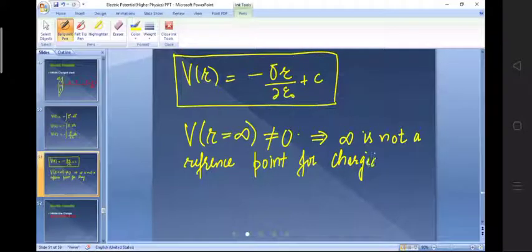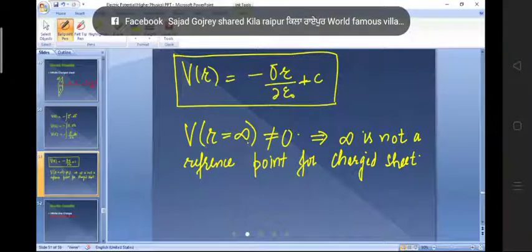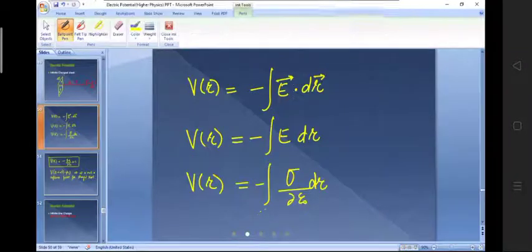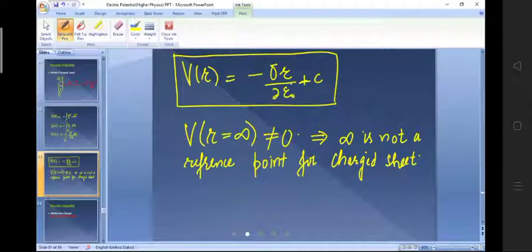Now what about this C, the constant of integration? It will take care of the reference point. I will write down a reference point here, for example point O, and the point R, like this. That reference point is taken care of by this constant of integration, C. Which in turn implies that the electrostatic potential will not be equal to 0 at infinity.